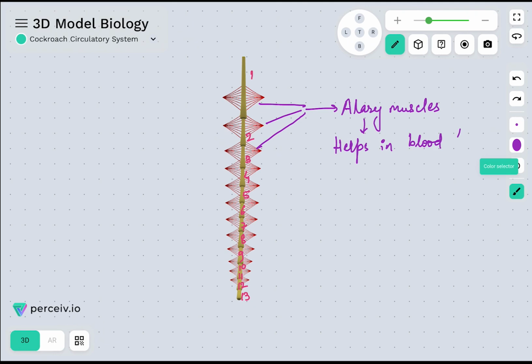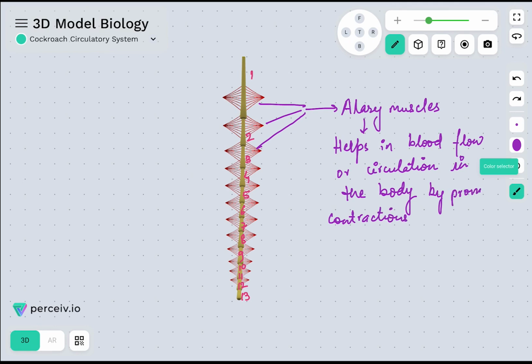blood flow or circulation in the body by promoting contractions and relaxations in the heart. So they are basically responsible for pumping, you can say.